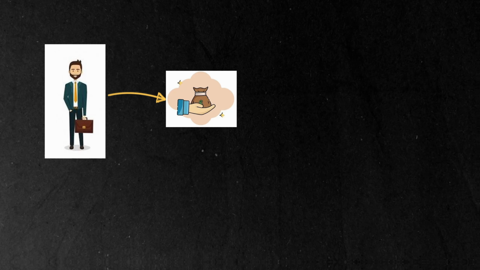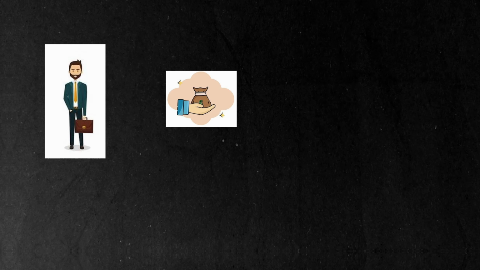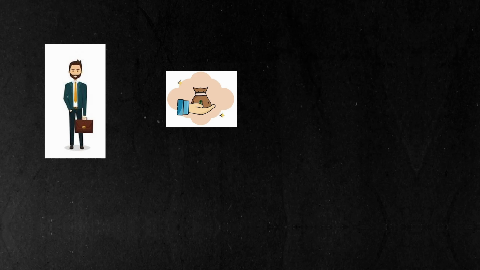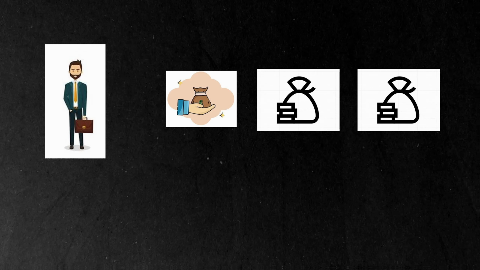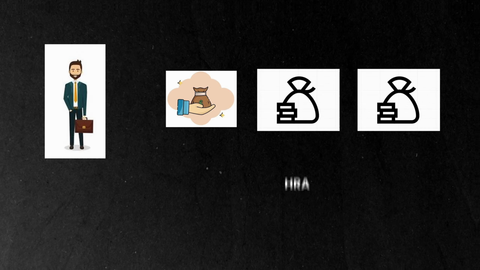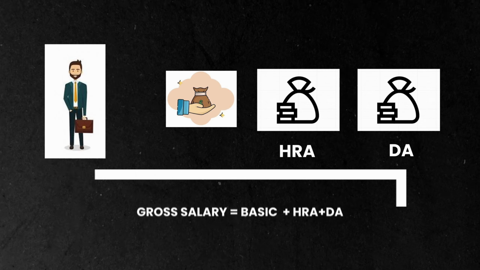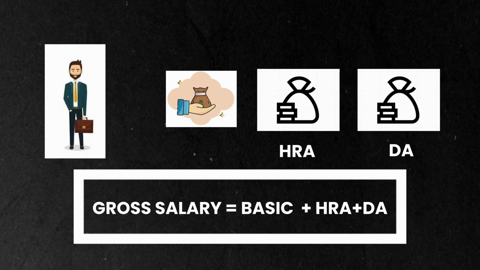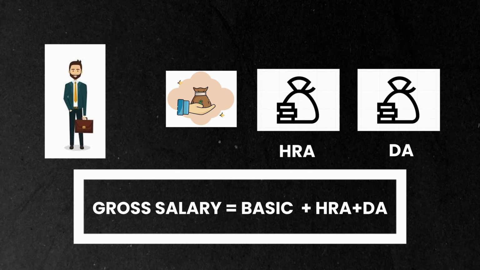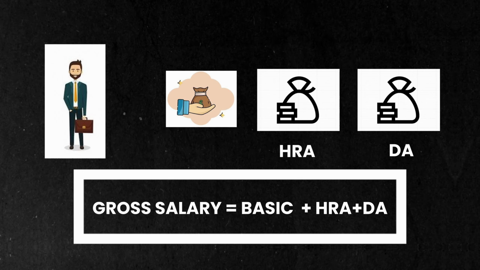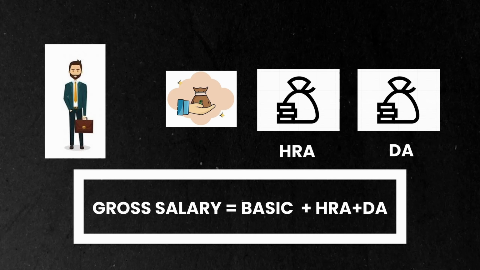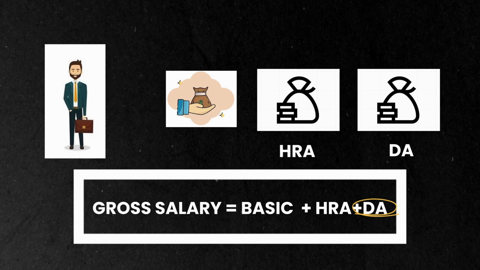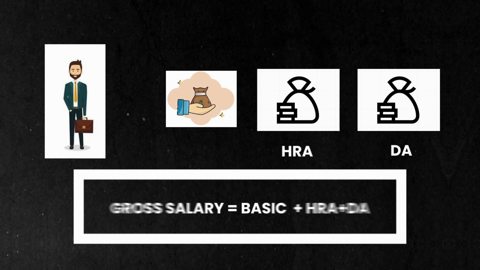Imagine you are working in a company. The company first decides your basic salary, but your salary is not just the basic salary. The company gives you some additional allowances. Those are HRA and DA. So the final gross salary becomes basic salary plus HRA plus DA. So before finding the gross salary, we must calculate HRA and DA according to the employee's salary.